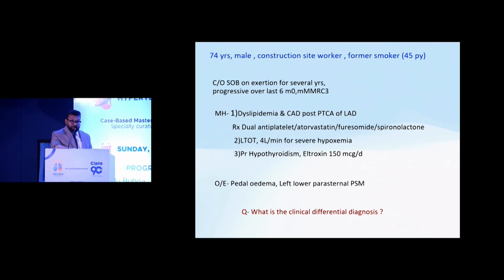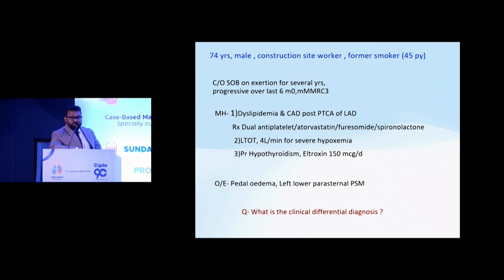So here is the case. A 74-year-old male, construction site worker, former smoker, 45 pack years, with shortness of breath on exertion for several years, which has been progressive over the last 6 months.